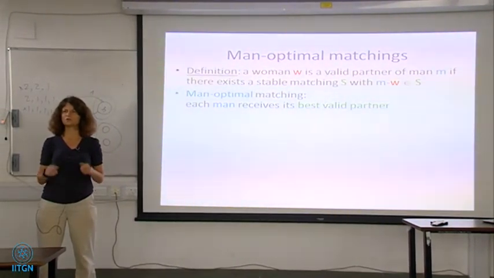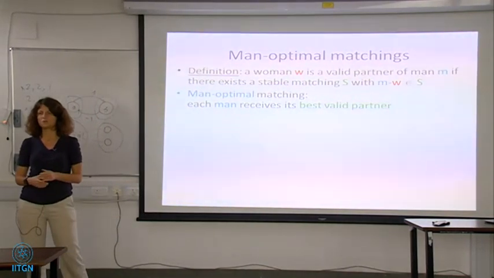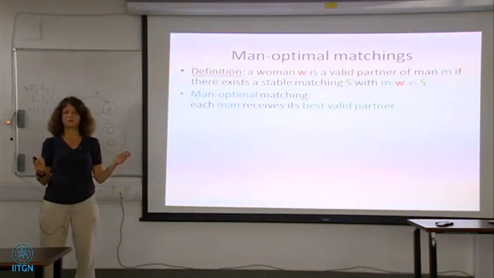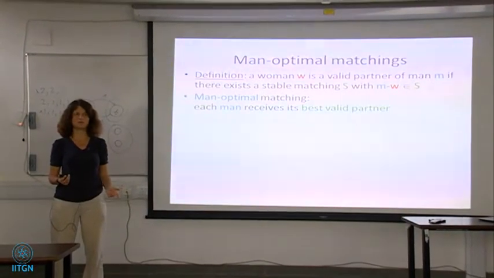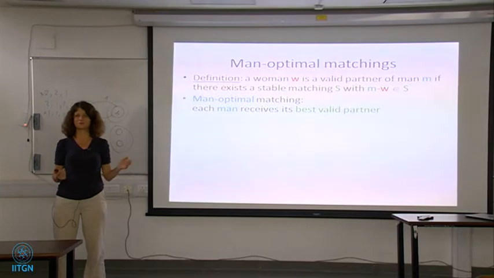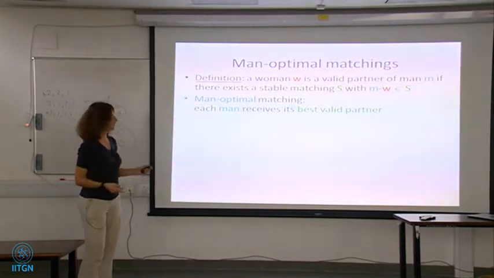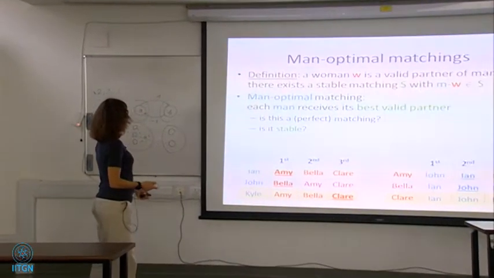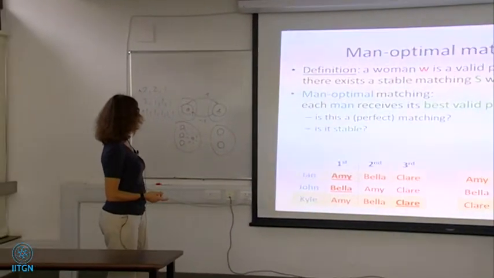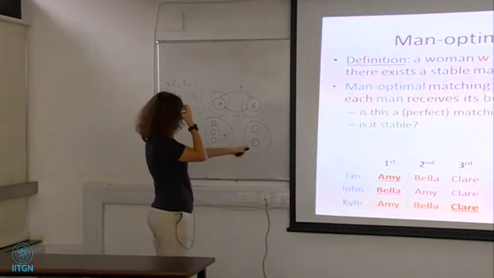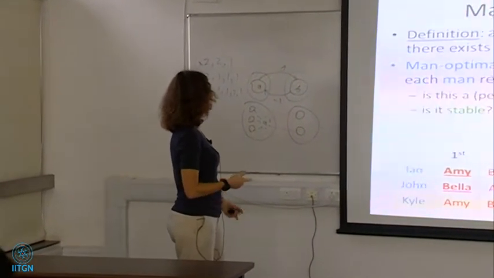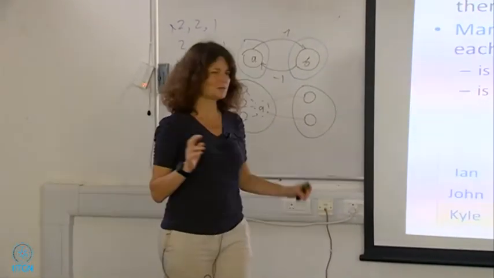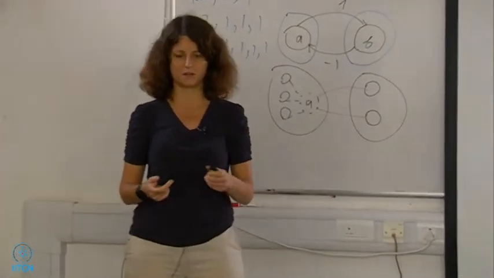If we are to choose some stable matching, the best that a guy can hope for in a stable matching is his best valid partner by construction. If he were to do any better, that wouldn't be a valid partner, so it would mean that the matching is actually not stable. So this is the best that a guy can hope for. Okay, so the matching where each guy gets his best valid partner would be that one. Ian gets Emmy, John gets Bella, Kyle gets Claire. Claire is not his best possible partner, but she's his best valid partner.